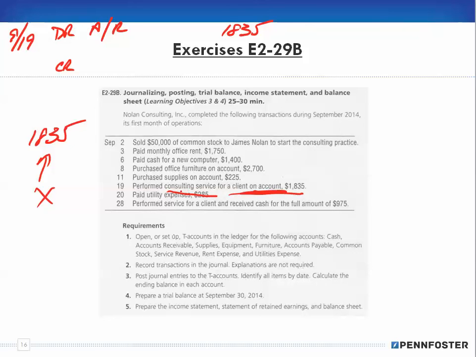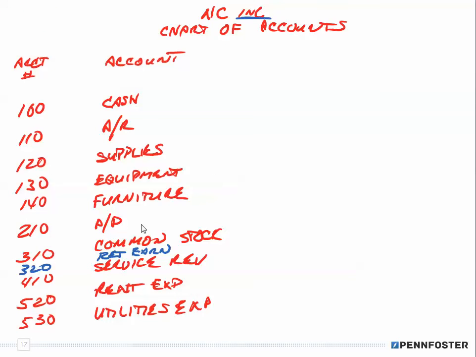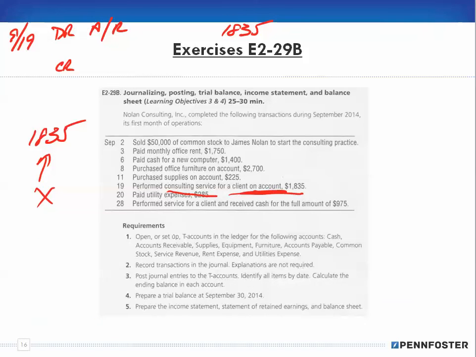Well, what am I going to credit? Performed consulting service for a client. Am I buying something that I'm going to own? That's an asset? No. Do I owe something, as a liability? No. Is this an investment in the business? No. So it has to be either a revenue or an expense. It doesn't look like it's an expense because I'm performing the service. So I have to look at my revenue accounts, and the only account I have is service revenue, right? So I credit service revenue for $1,835. Okay, and that's my journal entry.